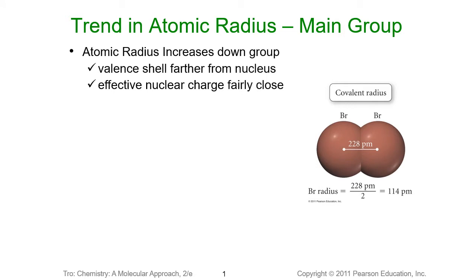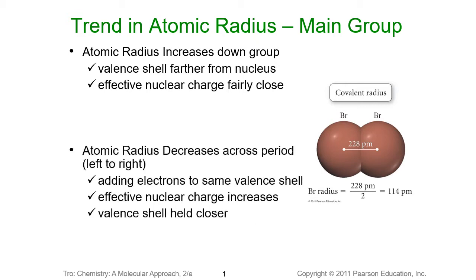As you might expect, as we go down from one row to the next, so as we move down the group, our valence shells are getting further and further from the nucleus. Our effective nuclear charge is fairly close from one row to the next, and we'll talk more about effective nuclear charge in a minute. So our atomic radius increases as we go down the periodic table.